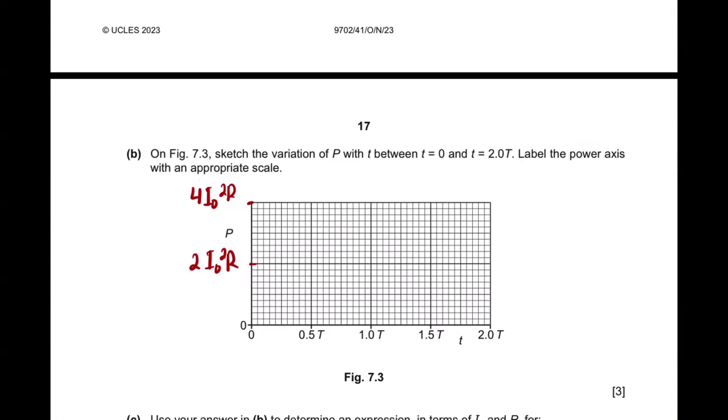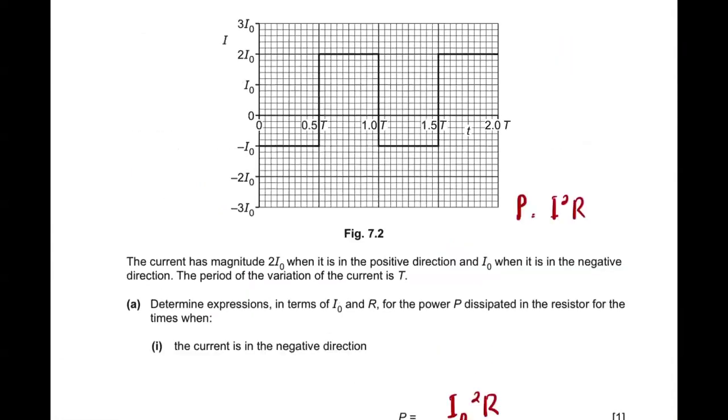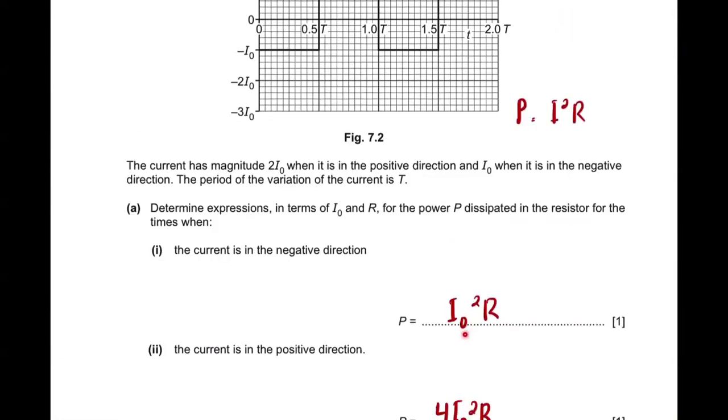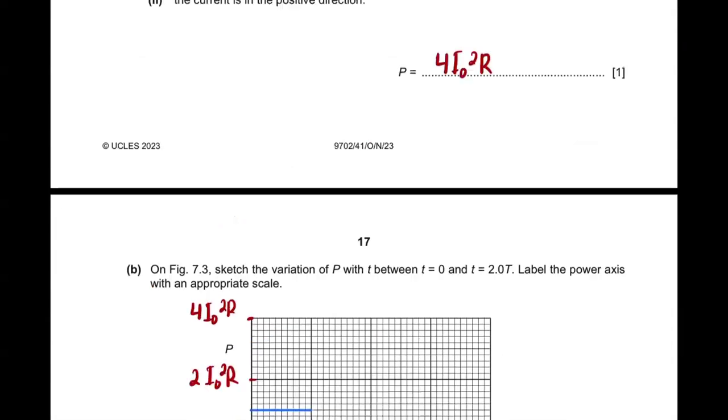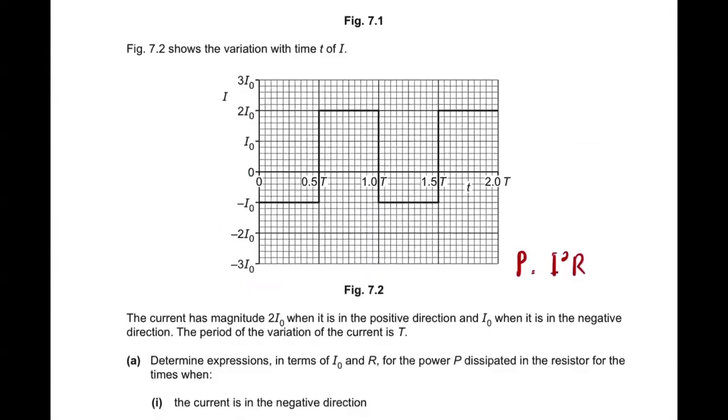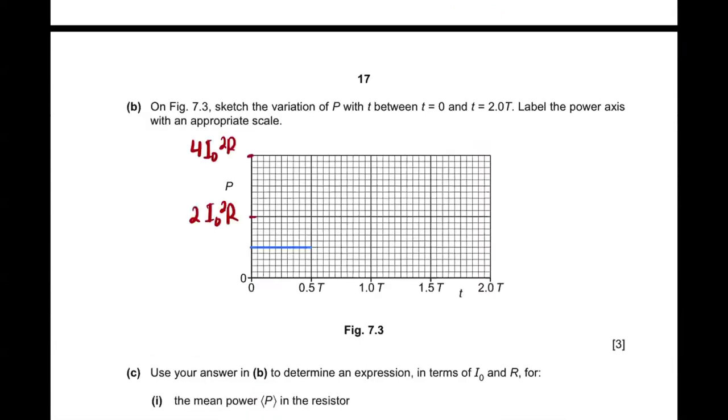So from 0 to 0.5, it's going to be I naught squared R. So I naught squared R is going to look like this. And then it's going to instantaneously jump to 4 I naught squared R. So that's going to be like this. And then I naught squared R, and then 4 I naught squared R, and then I just join all of these. Yeah?